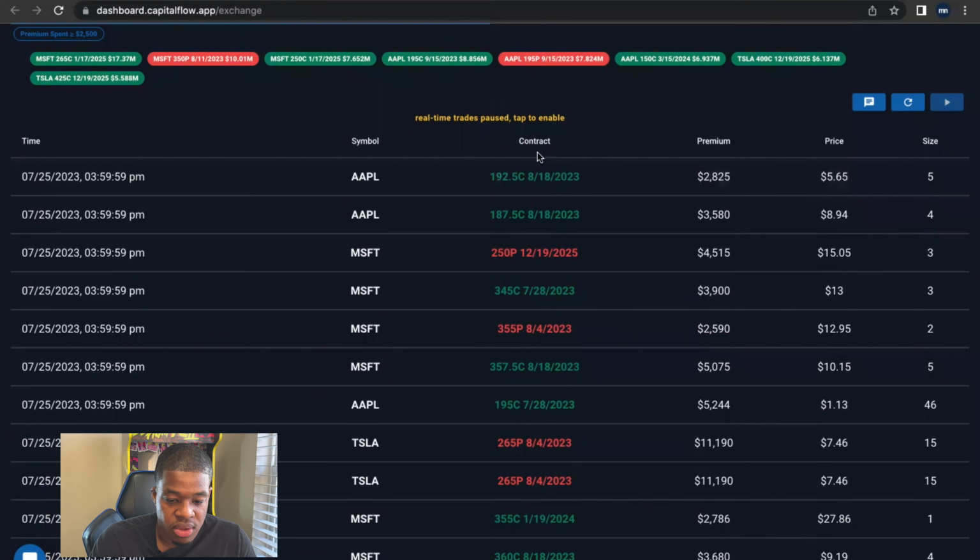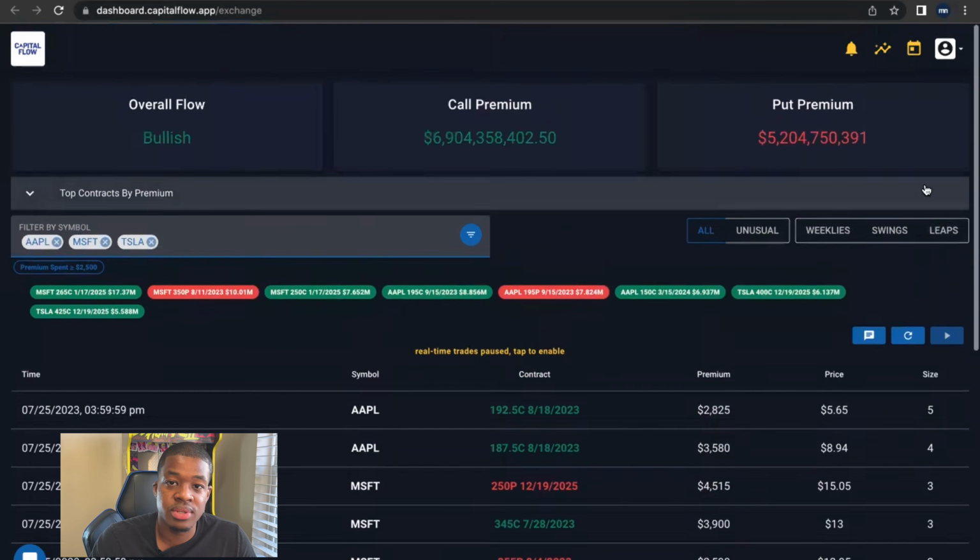It looks like calls right here when you look at the contract. So they bought 192.5 calls that expire on 8/18. Premium tells you exactly how much money they spent. So on this one, somebody spent about $2,800. The price is the price of the option contract when they purchase it. So they purchased this at $5.65. And size is how many contracts they bought. So that's how the real time works.